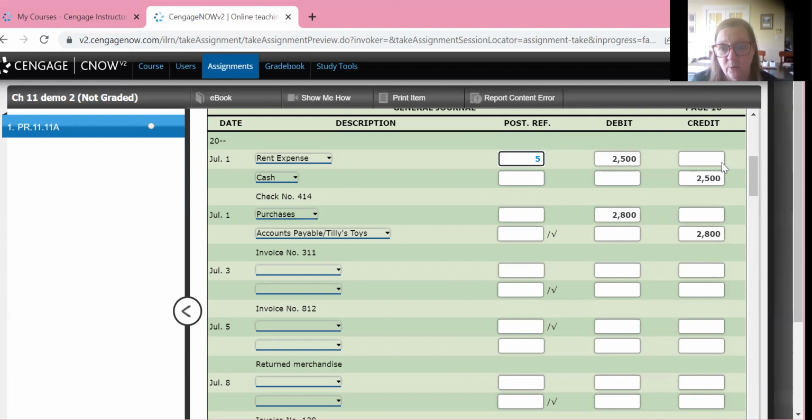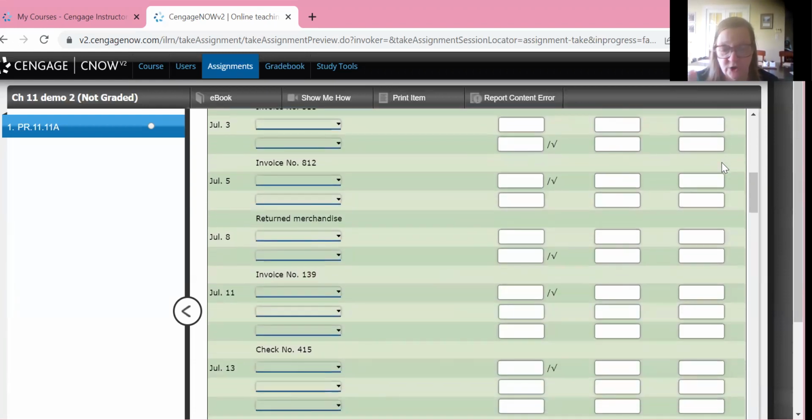But right now I'm not going to worry about it. Later, after I get all the journal entries made, I'll post each entry that I made to those general ledger accounts, and I'll use the post reference right here. But right now, I'm just going to make the journal entries to record what just happened.